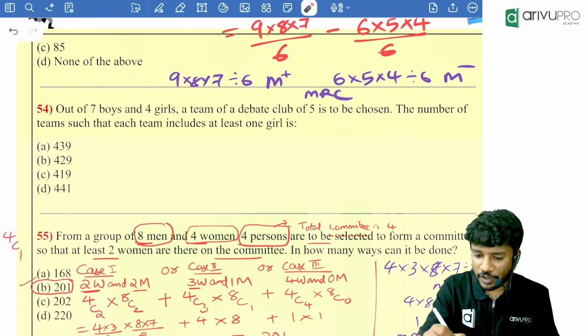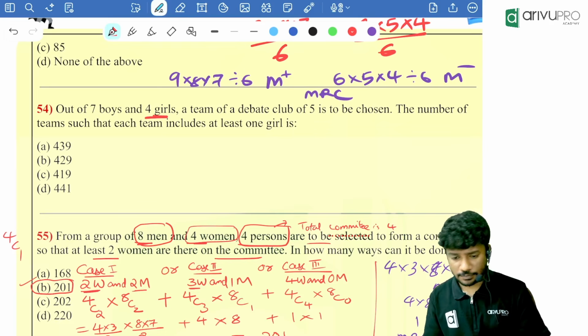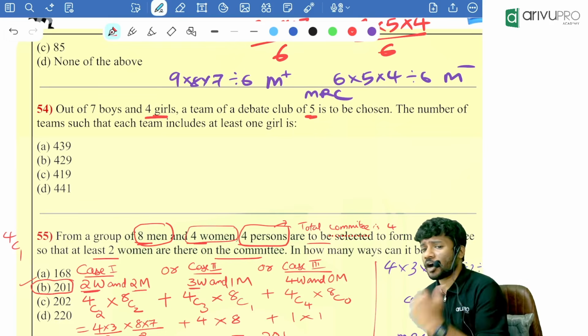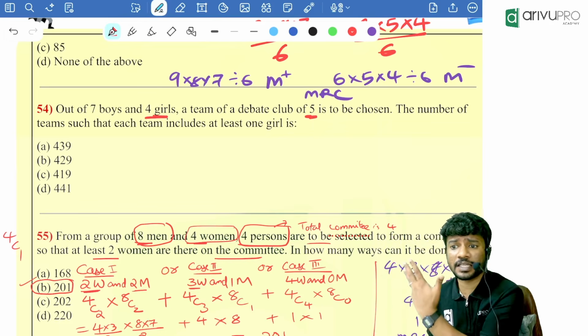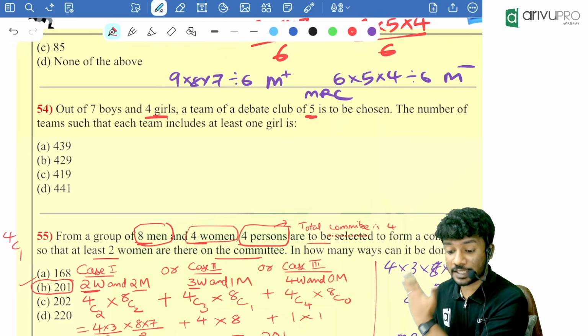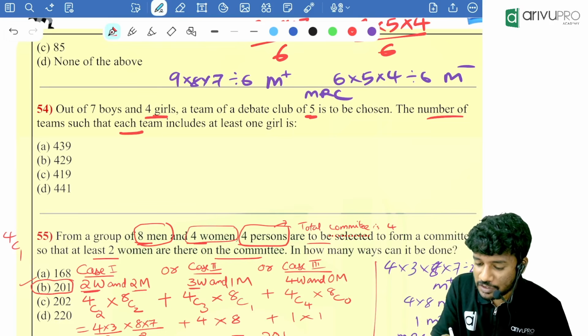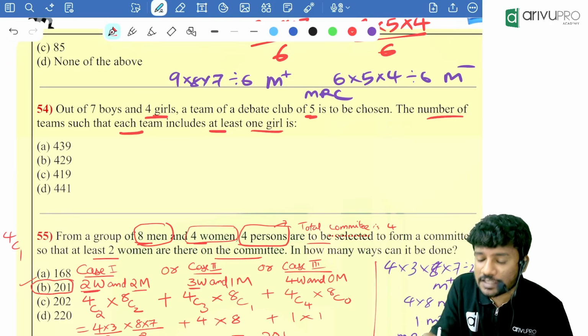Out of 7 boys and 4 girls, a debate club of 5 has to be formed. That means how many people should be there in the team? 5 people should be there in the team. We need the number of teams such that each team includes at least one girl.